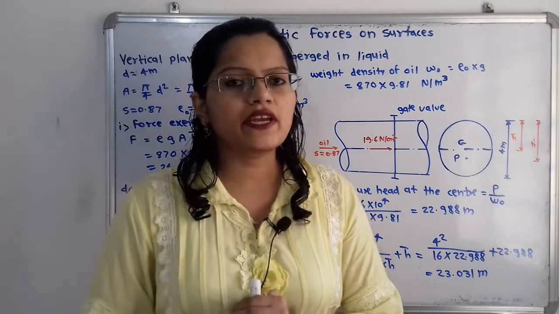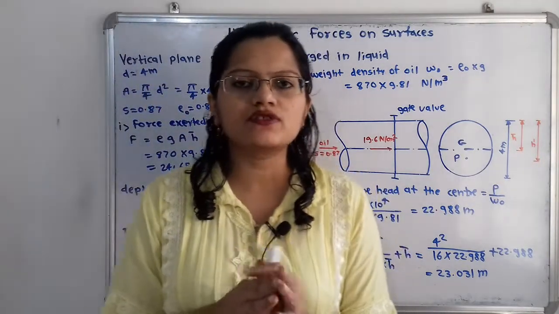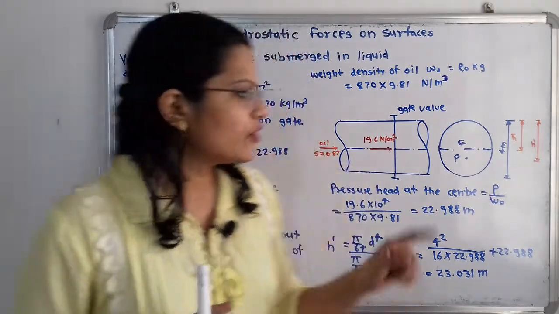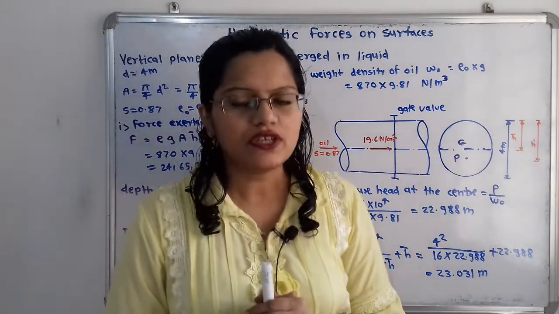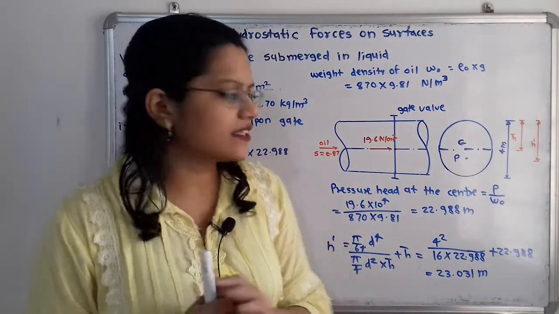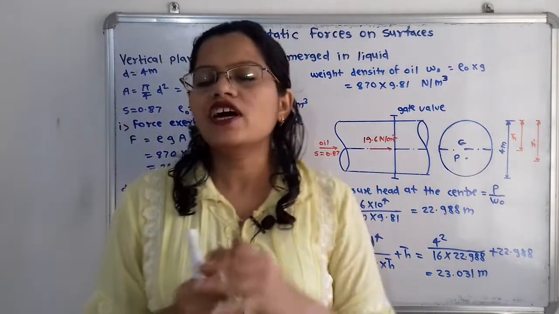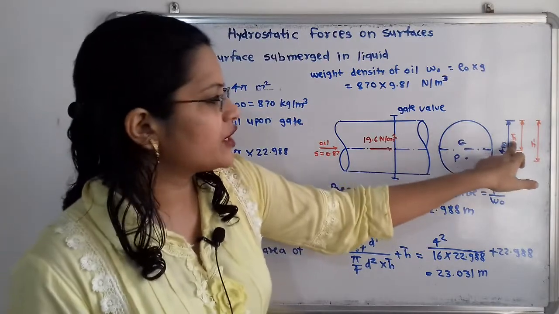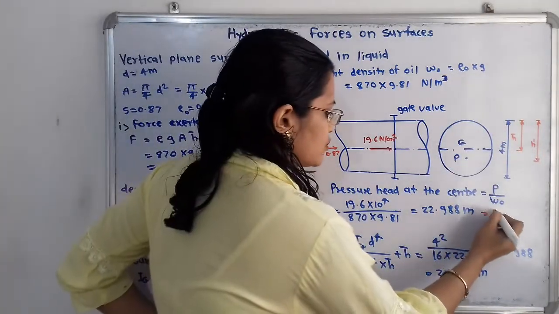Now what is the meaning of pressure head at the center? That means the distance of the free surface of oil from the center. Now if we observe this diagram, at the center there is the center of gravity G. So we can say that this center of gravity is at a distance equal to 22.988 meter from the free surface of oil, and that is nothing but h bar. So here we can consider the distance h bar.